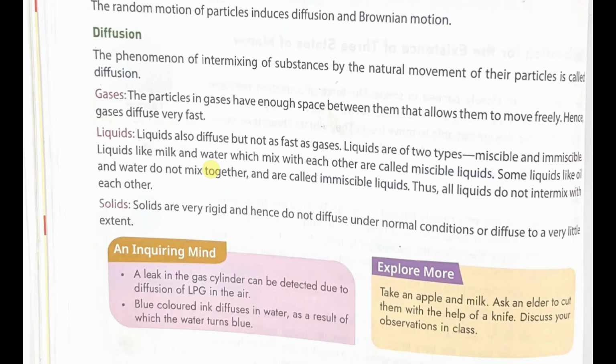Liquids are of two types: miscible and immiscible. Liquids like milk and water, which mix with each other, are called miscible liquids. Some liquids like oil and water do not mix together and are called immiscible liquids. Thus, all liquids do not intermix with each other. Solids. Solids are very rigid and hence do not diffuse under normal conditions or diffuse to a very little extent.